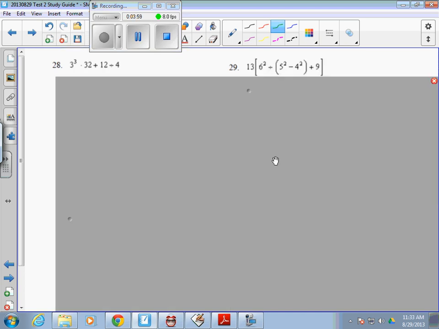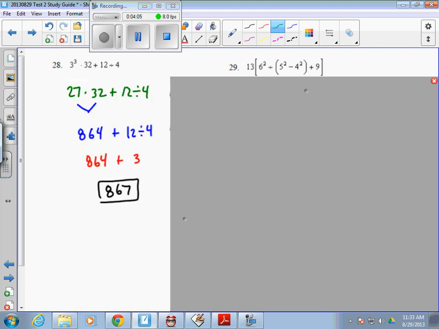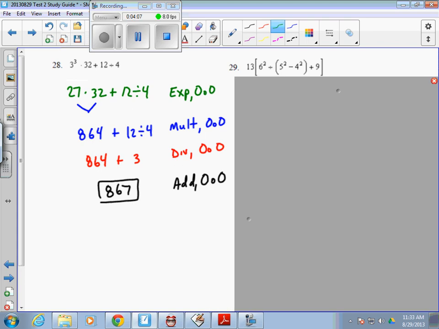Number 28 says 3 to the third power, or 3 cubed, times 32 plus 12 divided by 4. The first thing we do with that one is we do 3 cubed, which is 3 times 3 times 3, because we have to do our exponents first, according to order of operations. Then we do multiplication and division from left to right.